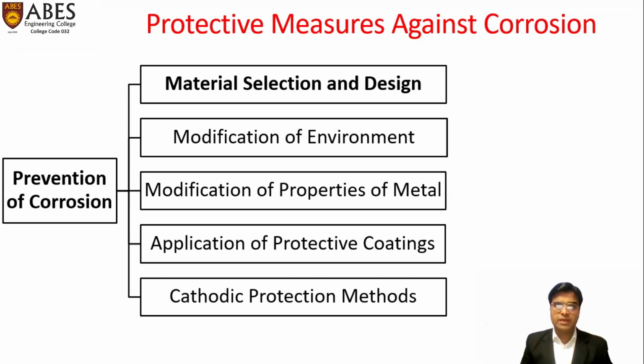Further, we can modify the properties of the corroding environment and we can modify the properties of the metal itself. This will also help to prevent the corrosion. We know that corrosion is a surface phenomenon, so it starts from the surface of the metal. So if we apply some protective coatings on the surface of the metal, then corrosion can be minimized. Furthermore, we can follow certain cathodic protection methods which can also prevent the corrosion. So we shall discuss these methods one by one. And first we shall discuss the material selection and design.